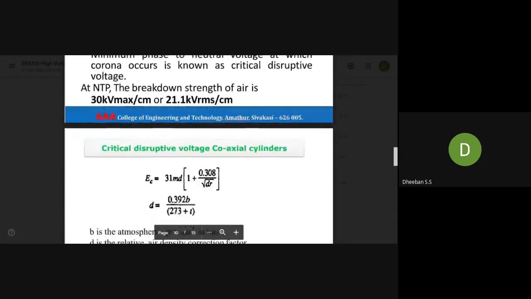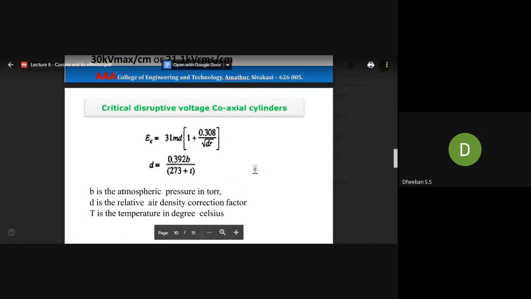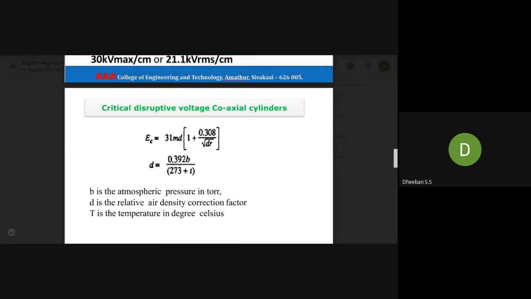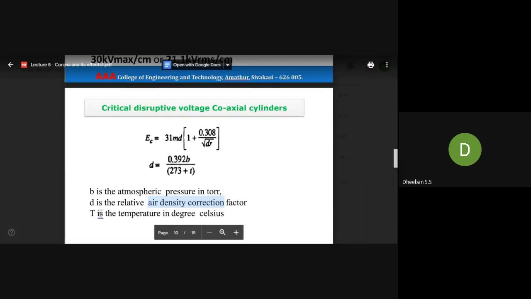So next is the formula. This formula you have to write if they are asking for 2 marks. If they are asking the critical disruptive voltage for the coaxial cylindrical cable, you have to write this one: E is equal to 31 MD into 1 plus 0.308 root of D into R. Here P is the atmospheric pressure, A is the relative air density, and small t is the temperature in degrees Celsius.